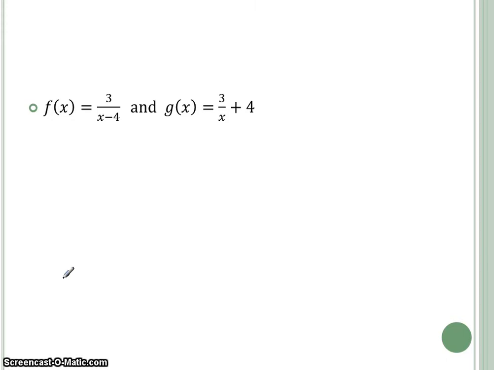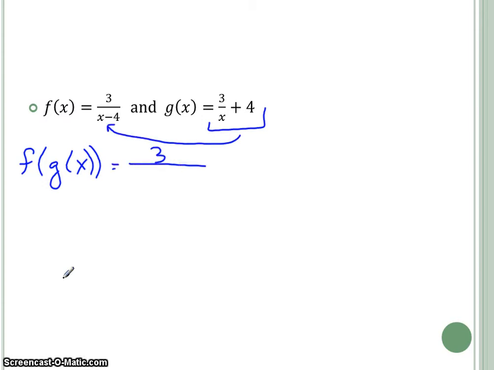Alright, so we'll start by looking at f of g of x again. We're going to take the 3 over x plus 4 and substitute it into the bottom of our fraction here. So instead of x, we'll have 3 over x plus 4, and we've got a minus 4 after that.